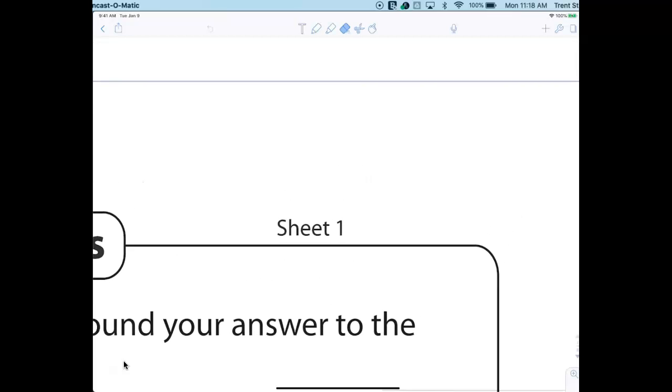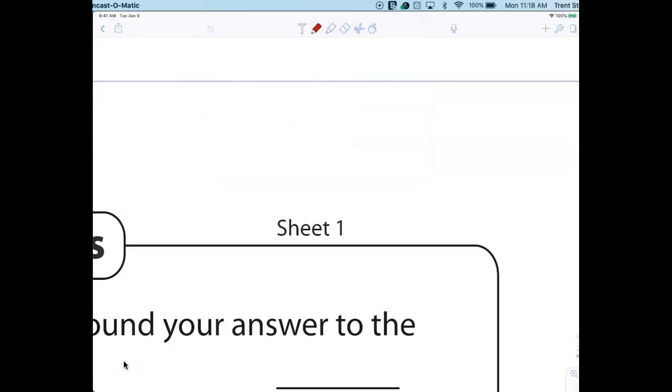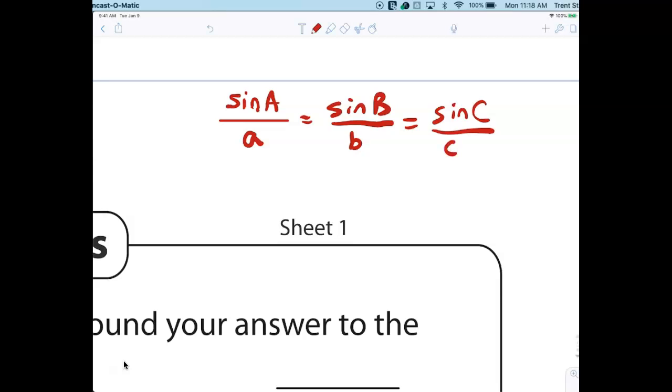Again, the law of sines states that the sine of A over A is always equal to the sine of B over B, which is also equal to the sine of C over C. Everybody make sure you write that down. All of these are really just proportions.